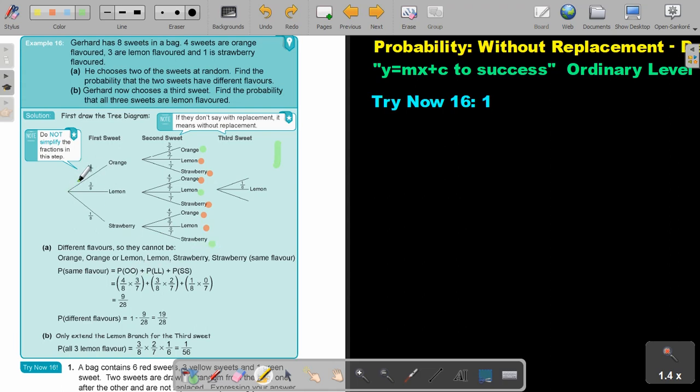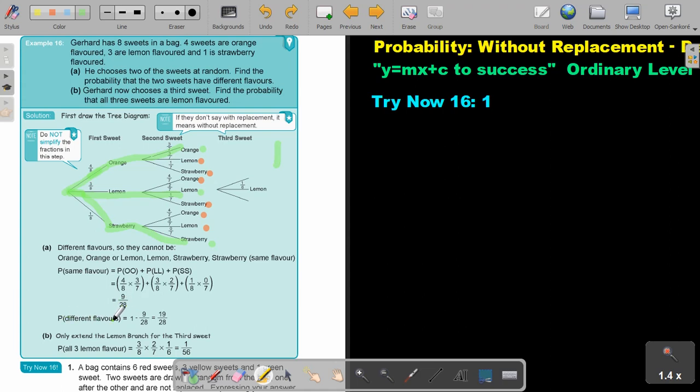It was 4 out of 8 multiplied by 3 out of 7. And then it was 3 out of 8 multiplied by 2 out of 7. And then it was strawberry, 1 out of 8 multiplied by 0 out of 7. So that same flavor will be 9 over 28.